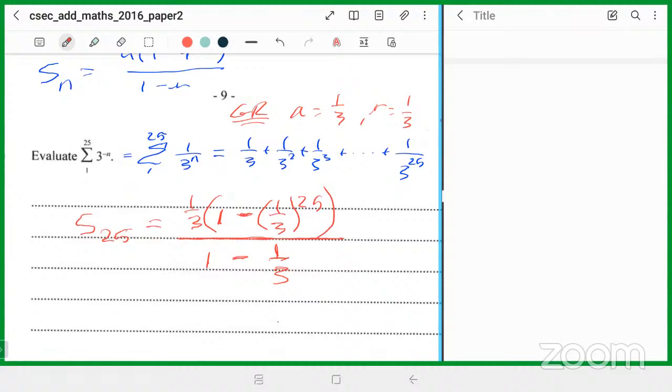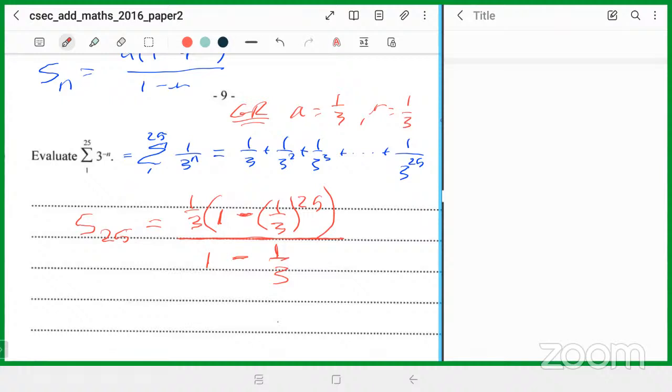Now you just have to write it out. This is clearly going to be a GP. As you see, this power business is why it's a GP, because to go from this term to this term you keep multiplying by the same value. Each term is a one-third multiple of the previous term. So it's a GP going up to 25. That's what this means: the sum of this expression from n equals 1 to n equals 25. So there are 25 values there.